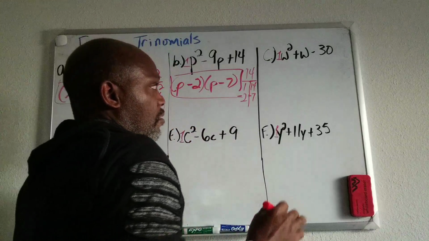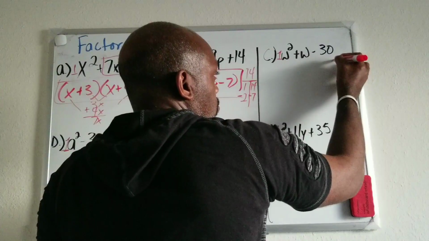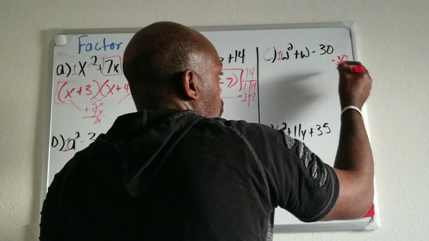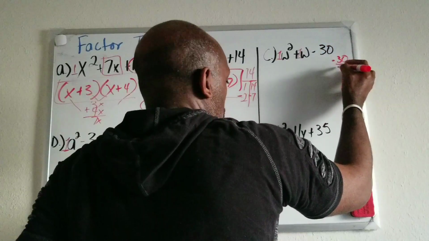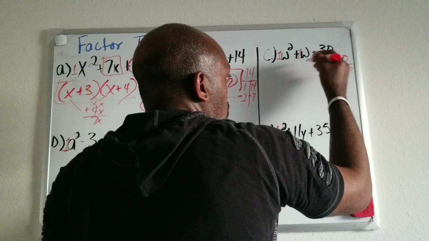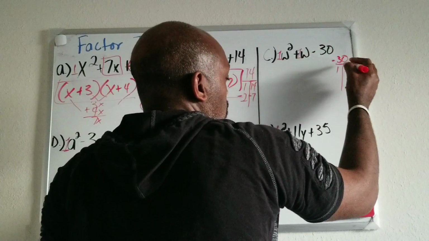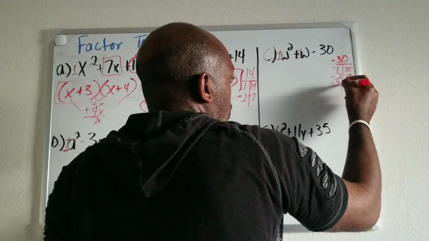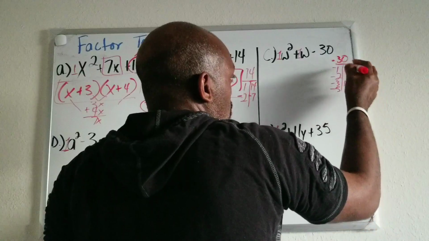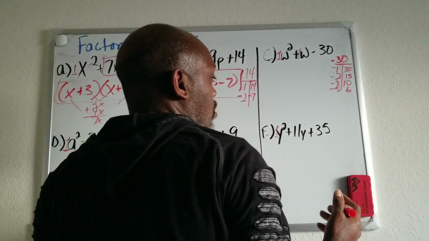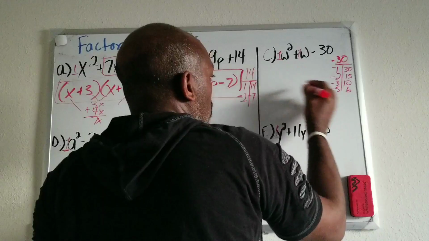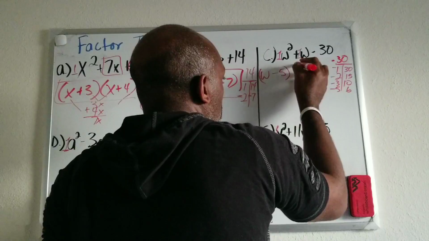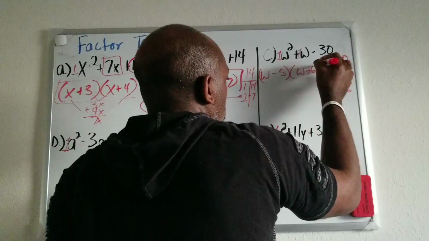Okay? All right, so then we go here, this negative 30. We want the factors of negative 30 that add up to give you 1. So your factors are 1 and 30. Let's see, the middle term is a positive, so the larger number needs to be a positive and the smaller number needs to be a negative. So which of these numbers add together to give you 1? It's going to be negative 5 and 6. So it's going to be W minus 5 times W plus 6.